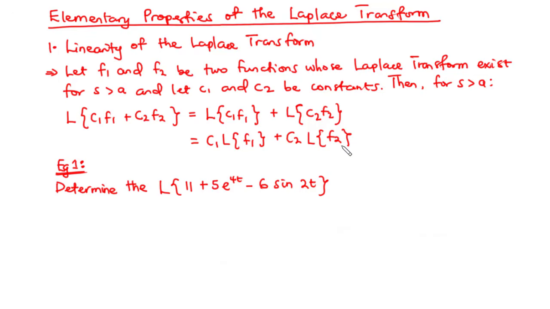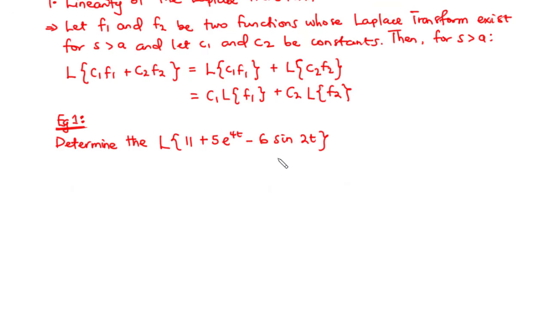So based on this linearity property of the Laplace transform, we are going to solve example 1. So let's try that together. We are going to determine the Laplace transform of 11 plus 5e to the power 4t minus 6 sine 2t. So we have the Laplace transform of 11 plus 5e to the power 4t minus 6 sine 2t.